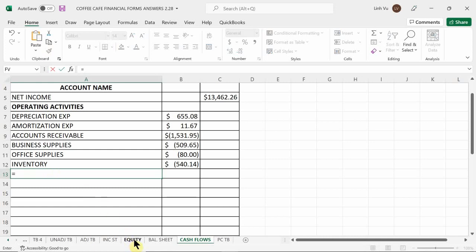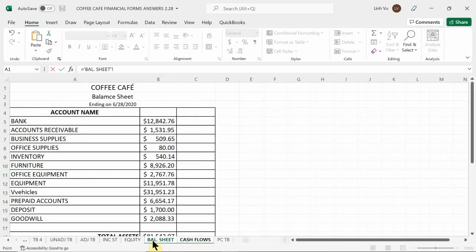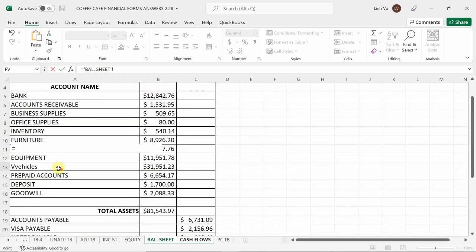And let's see what's next. Again, furniture, office equipment, vehicles, those are all fixed assets. So that means that's going to be for my investing activities.